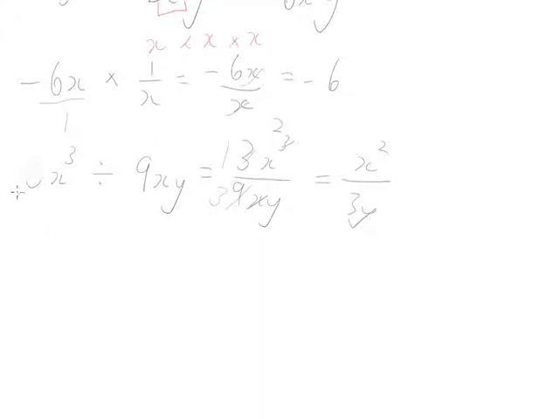An alternative method, not that it's vastly different, would be to take this here and flip it. So I could make 9xy over 1. So working-wise, I've got 3x cubed multiplied by 1 on 9xy. And multiplying out top by top, bottom by bottom, becomes the same as what we've got here.